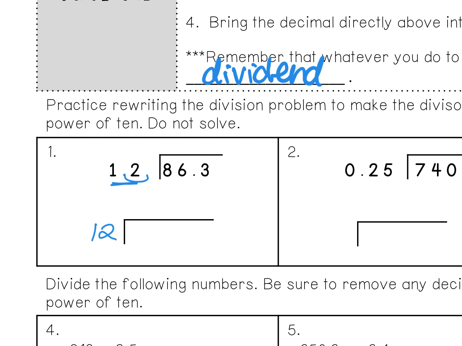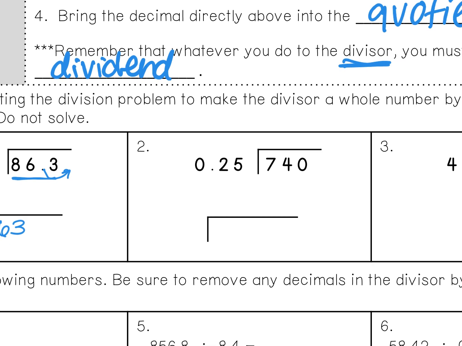Now, whatever I do to my divisor, I must also do to my dividend, this number right here, the number that I'm dividing. So if I multiplied 86.3 by 10, I would be moving my decimal over one place to the right, making this now 863. Then you would be able to divide like normal, okay? So remember, you can never have a decimal in your divisor, in the number outside of your division box. You have to move it by multiplying by a power of 10.